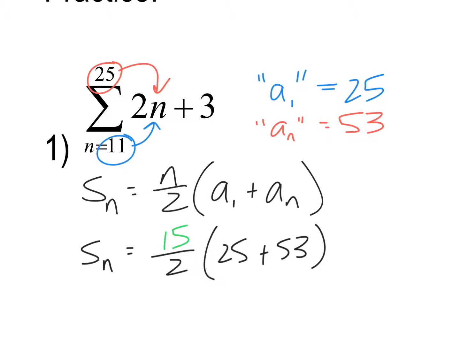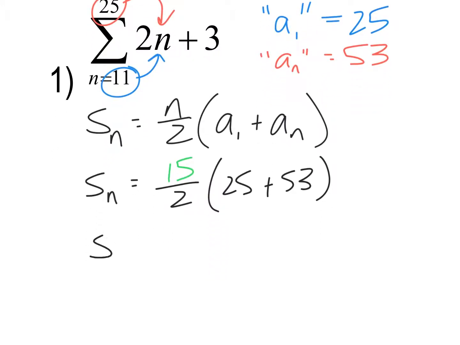So 15 over 2 is the number of terms in the sequence that you're adding up, starting with the 11th term, ending at the 25th term. Okay, so that means my S sub n is, when you crunch that number in the calculator, you end up with 585.